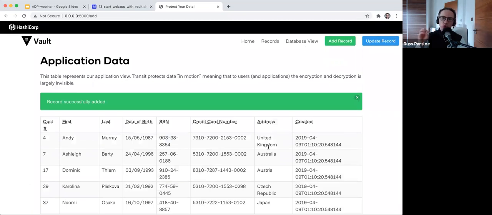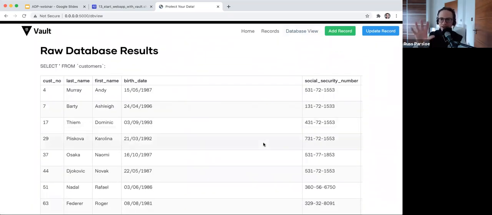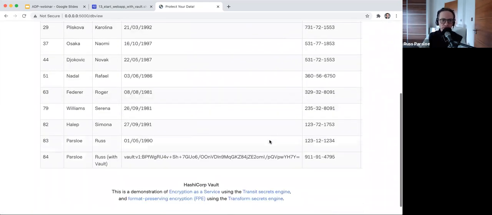But let's look at what's inside the database itself and see how that differs. This table now looks a lot different. If I scroll down to the bottom, you can see straight away that there's a big difference between how this data is stored inside of the database. For example, my date of birth is now encrypted. This is ciphertext, using the transit secret engine. That's all a bit of a mess now, which is good. My data is protected, it's encrypted.